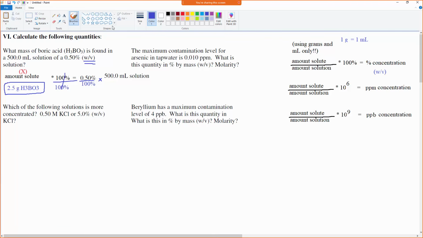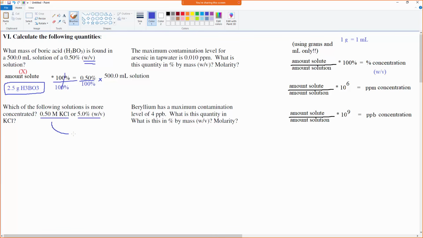Okay, so these other ones are also kind of tricky. Let's see, which of the following solutions is more concentrated? We have a 5% weight per volume and a 0.5 molar KCl solution. Well, what's hard about this problem is that you're given totally different units, but you're also not given any information about how much of the solution I have, right? You're just given concentration. And in order to determine which one is more concentrated, we have to compare apples to apples. Right now it's apples to oranges, right?